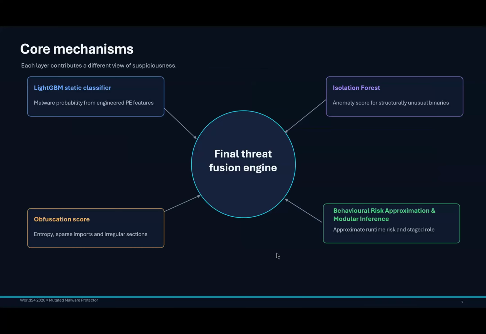The core mechanism consists of analytical layers that each contribute different information to the final decision. First, the LightGBM static classifier performs supervised classification based on engineered PE features. The second, the isolation forest, identifies structurally unusual binaries that may represent novel malware variants. The obfuscation score highlights suspicious PE features commonly associated with packed and disguised malware. And finally, behavioral risk approximation and modular stage inference give contextual information that supports analyst interpretation.